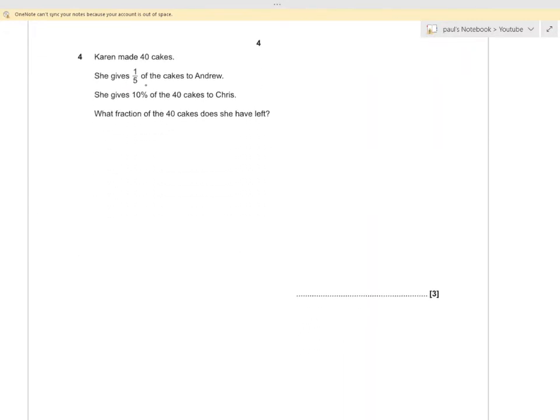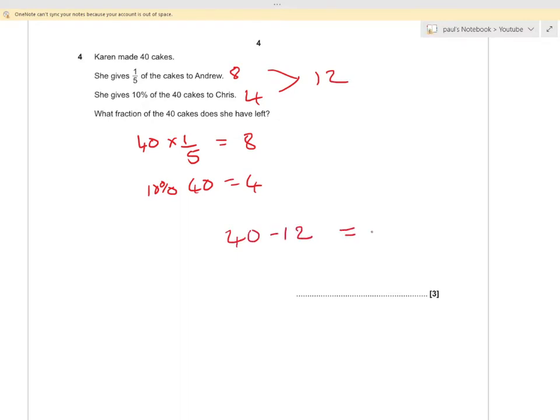Karen made 40 cakes. She gives a fifth of the cakes to Andrew. She gives 10% of the cakes to Chris. What fraction of the 40 cakes does she have left? Well, 40 times a fifth is 40 divided by 5, which is 8. So she gives 8 to Andrew, and 10% of 40 is 4, so she gives 4 to Chris. So together that's 12.